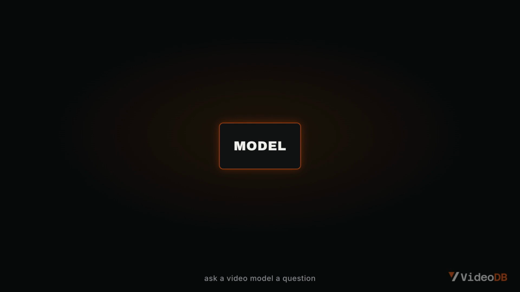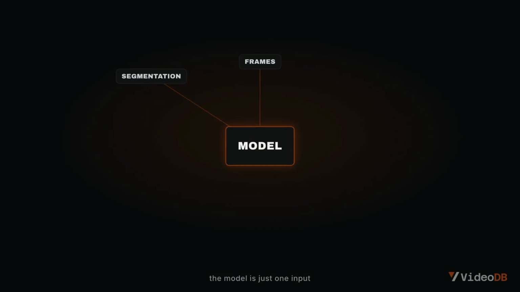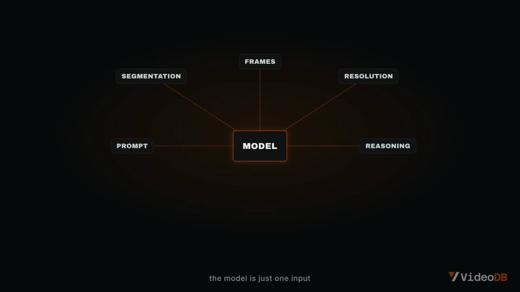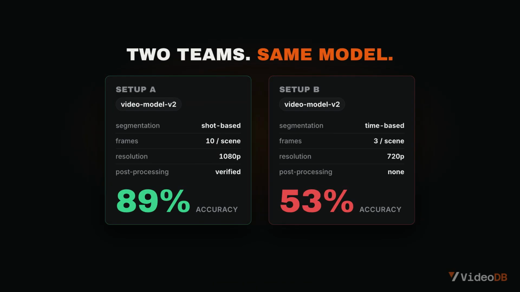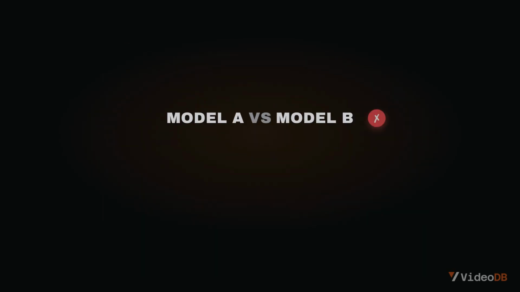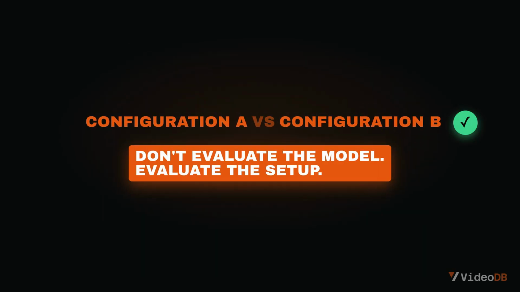Ask a video model a question, and the answer doesn't just depend on the model. It depends on how you cut the video into scenes, how many frames you sample, the resolution you feed it, the prompt, the reasoning budget, what you do with the output afterward. Two teams, same exact model, completely different results, because everything around the model was different. So the unit that actually matters isn't model A versus model B, it's setup A versus setup B.